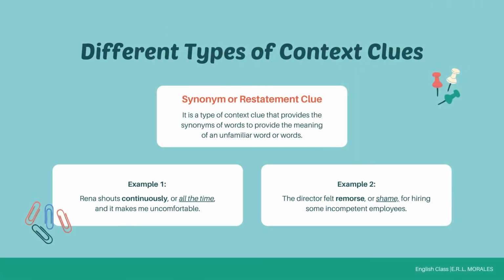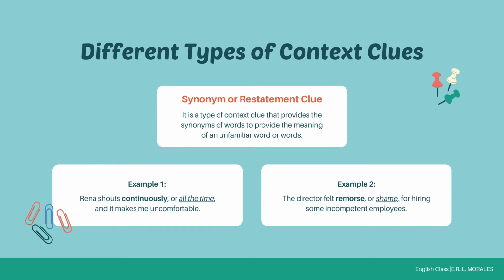The first type of context clues is synonym or restatement clue. This is a type of context clue that provides the synonyms of words to provide the meaning of unfamiliar words. When we say synonym, it means it has the same meaning. Example number 1: Rina shouts continuously or all the time and it makes me uncomfortable. So continuously, we also have a clue there, which is the word "or," and the next phrase is "all the time." So continuously means all the time.